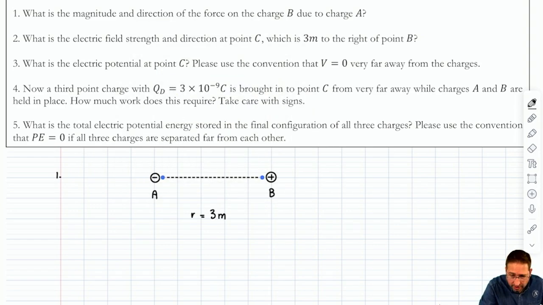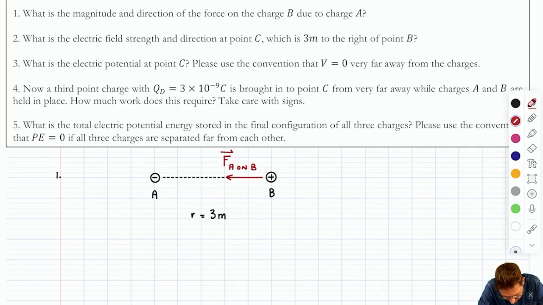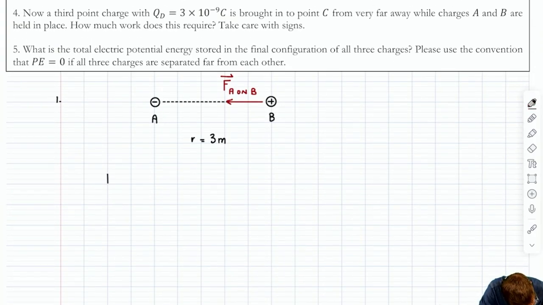And then we want to find the magnitude and direction of the force on the charge B due to charge A. Charge A will attract charge B, right? This is going to be the force of A on B. It will point to the left, and it will have a magnitude given by Coulomb's law. So F of A on B is going to be equal to K QA QB divided by R squared. I should just be careful because QA is negative. So really, if I want magnitude, I have to throw some absolute values in here.